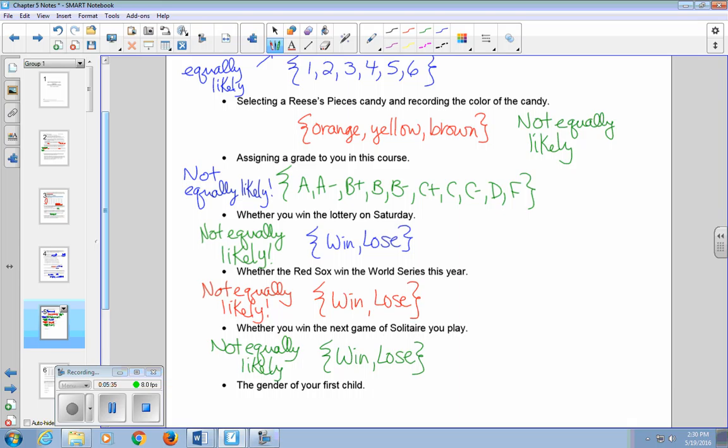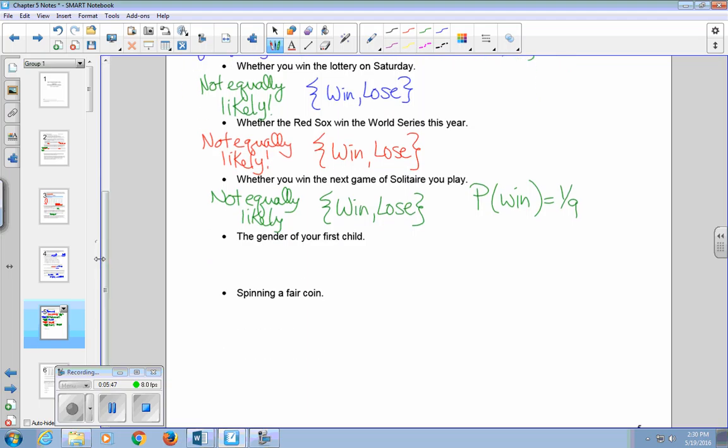In fact, the authors of a previous textbook that we used said that the probability that somebody wins is only 1 out of 9. Okay, the gender of your first child. Either male or female. This depends on who you ask, but we are going to be assuming these are equally likely for a lot of the examples we look at in this class.